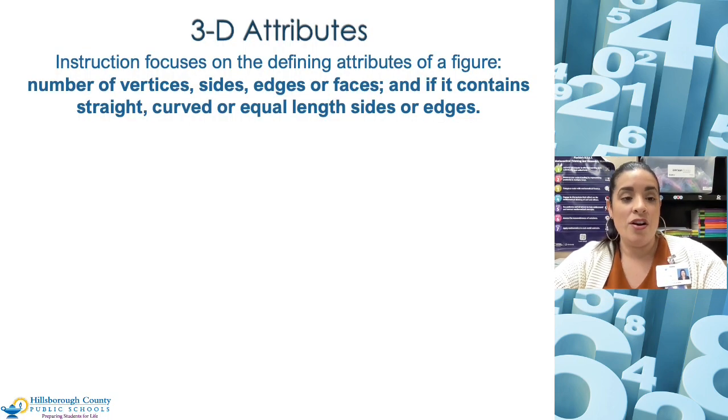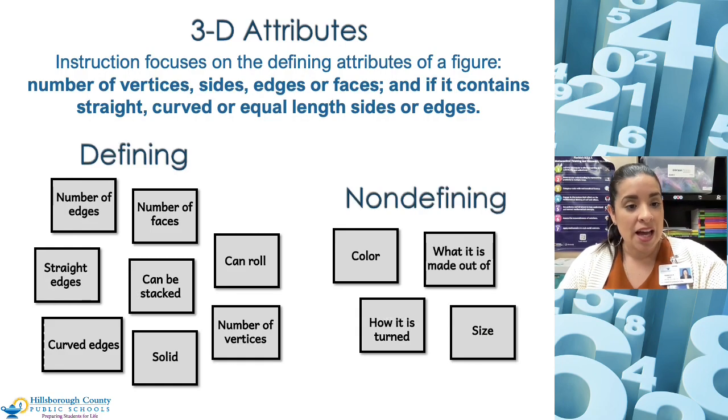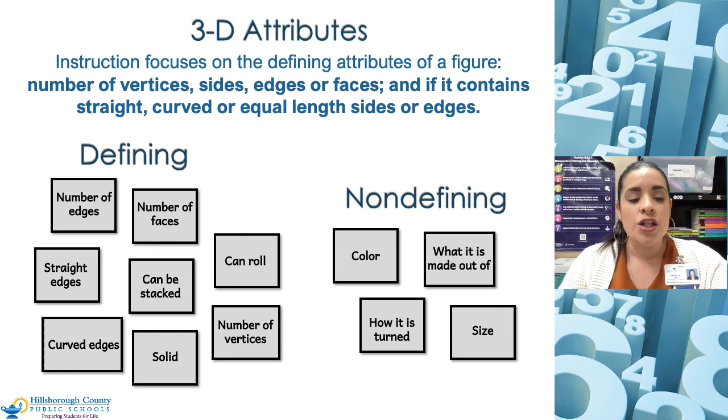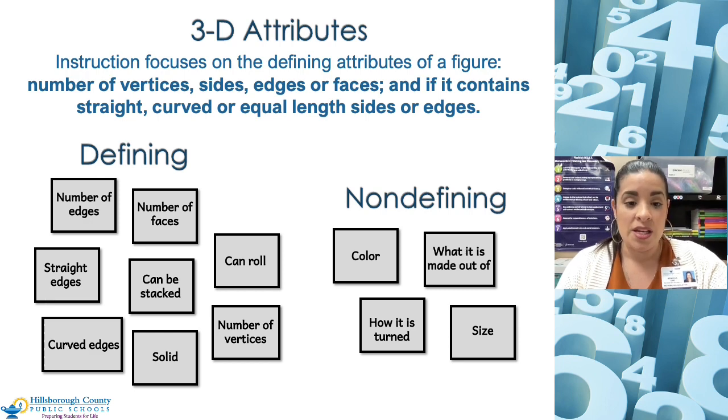Instruction in first grade also focuses on defining the attributes of a figure. Things like number of vertices, number of sides, edges or faces, and if it contains straight, curved, or equal length sides or edges. It's really important that students are talking about defining attributes versus non-defining attributes. Like I mentioned before, size. All spheres are not the same size, but all spheres can roll or have no edges or no sides.